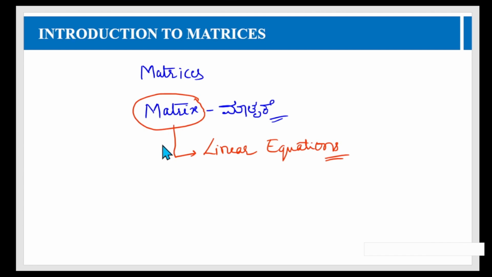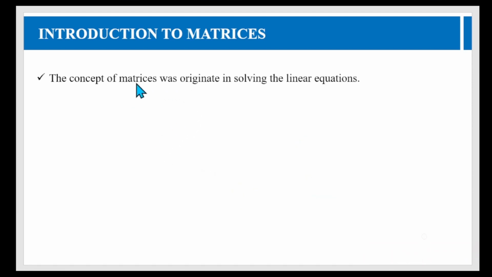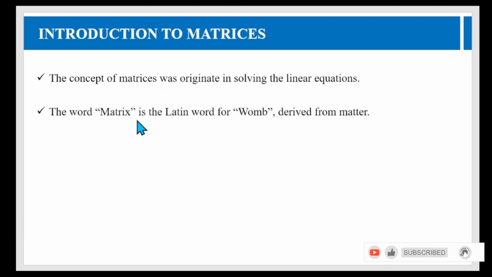And this word matrix was first coined by the mathematician J.J. Sylvester. This is about what? Introduction to matrices. What are the points we discussed? That is first point, the concept of matrices was originated in solving linear equations. The word matrix is a Latin word, actually derived from matter.